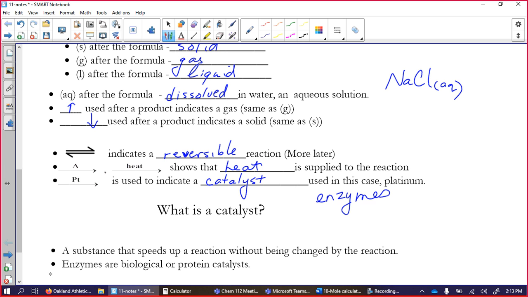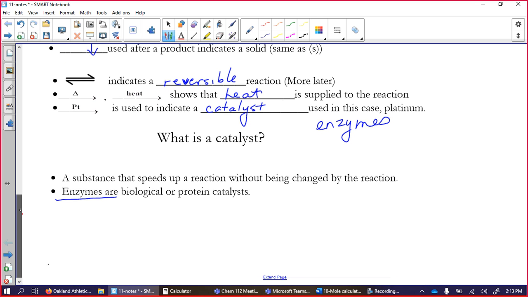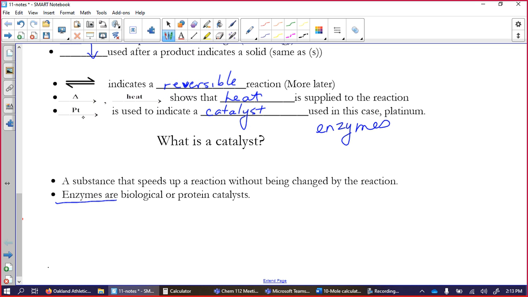Oh, hey, down there. Enzymes are proteins that help you do different things. This platinum one is one that's common in what's called the hydrogenation of alkenes, which is adding hydrogen across a carbon-carbon double bond. So that's just terminology.